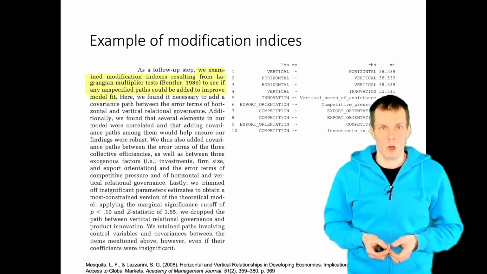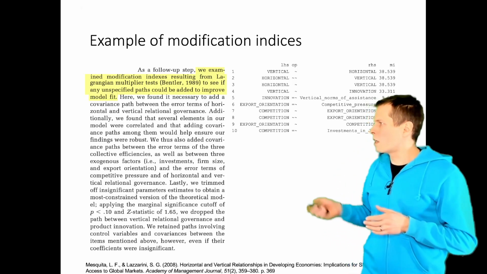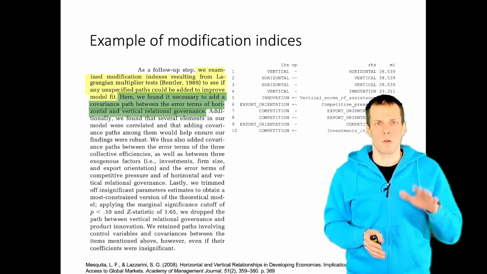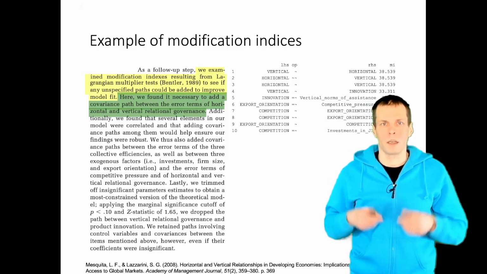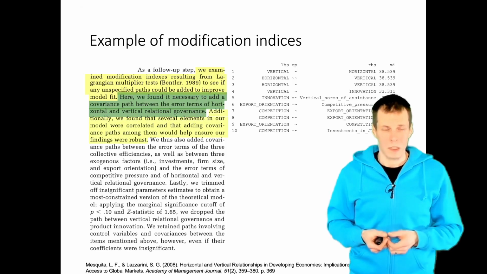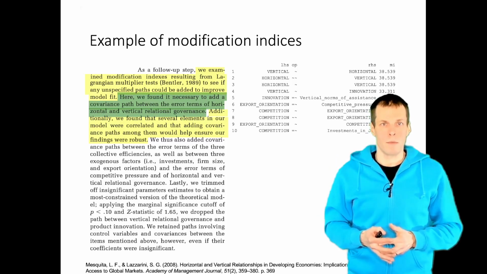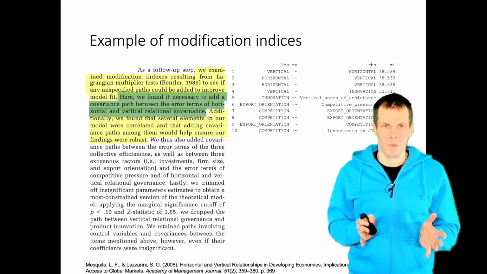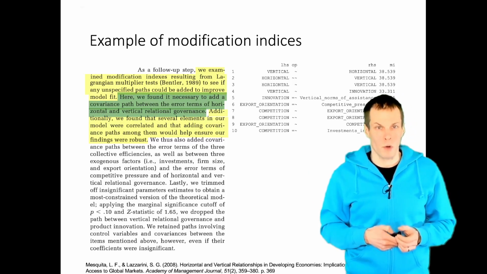So this is their modification indices. Based on these modification indices, the authors conclude that it was necessary to add a path, a covariance path, between variables called horizontal and vertical, and then they continue doing the same analysis, calculating new modification indices and adding more things to the model because, as they claim, it is necessary and it makes the results more robust. Is it necessary? Does it make the results more robust? That's a bit questionable, but this is how modification indices are commonly applied.